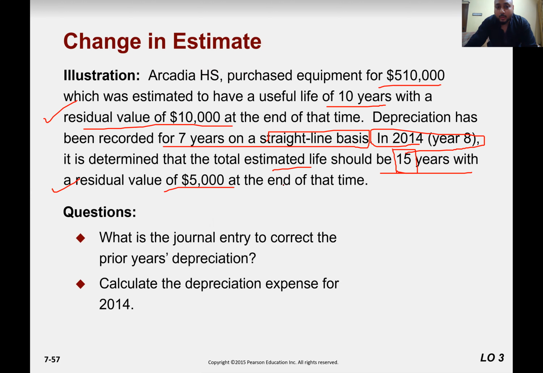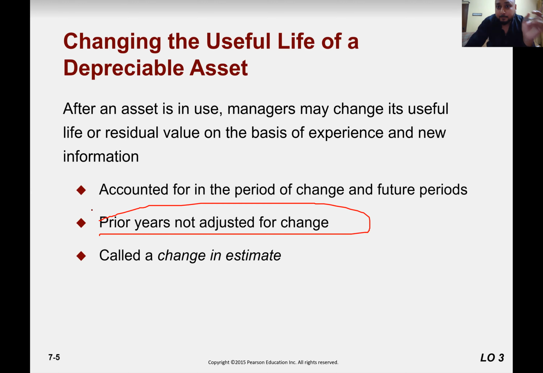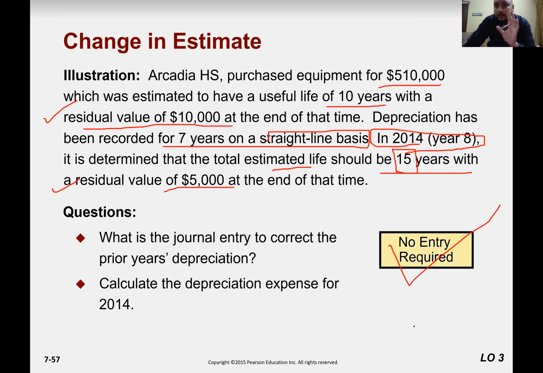Now, number 1, what is the journal entry to correct the prior year depreciation? Calculate the depreciation expense for 2014. So the prior years are not adjusted. We can calculate, but we will not record in previous years. So let's see that. Number first, because there is no entry required for prior years. What happened in the past will stay in the past, right?